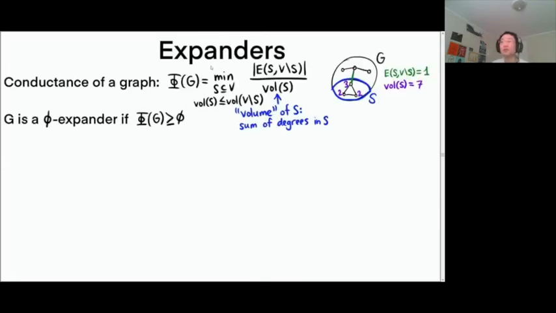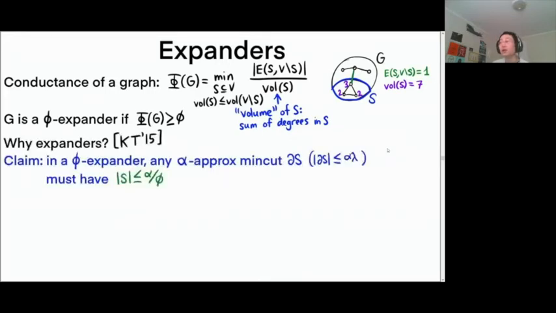For expanders, we'll need two crucial definitions. The first is the conductance of a graph. Conductance is a parameter, a real number, equal to the minimum over all cuts in the graph, where we only consider the side that has smaller volume. Here, volume means just the sum of the degrees in S. And what we're looking for is the size of the cut divided by the volume. So in this case, the size is 1, and the volume is just the sum of the degrees, which is 7. So it's 1 over 7 in this case. And G is a phi expander for some parameter phi if the expansion is at least phi.